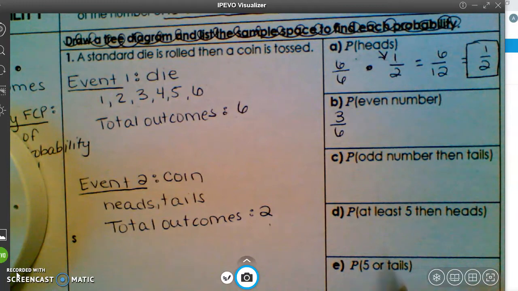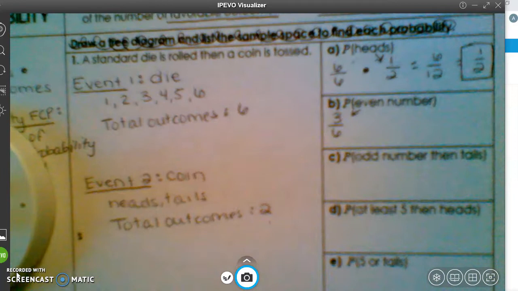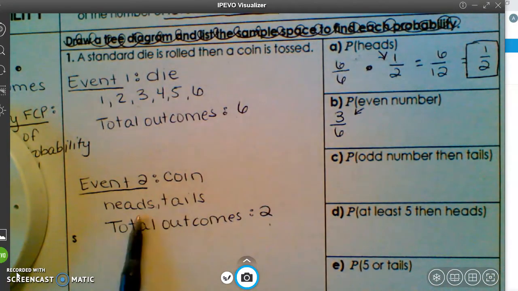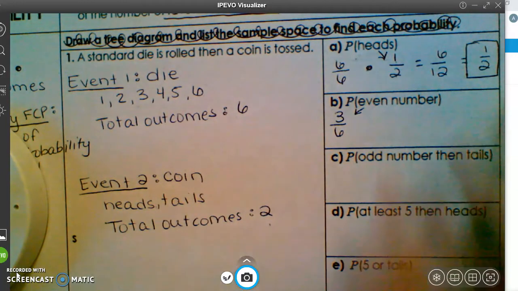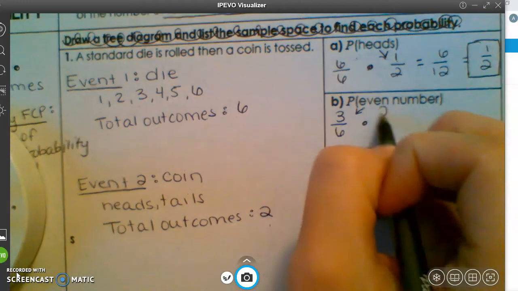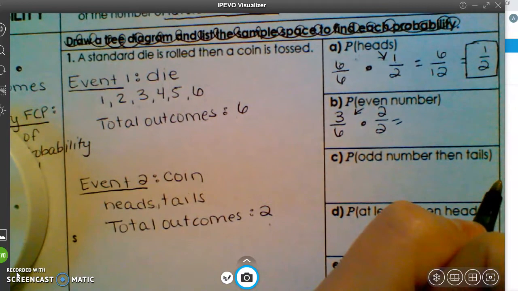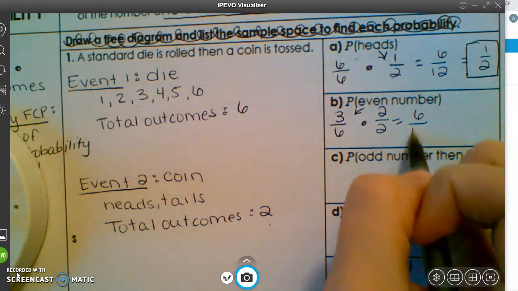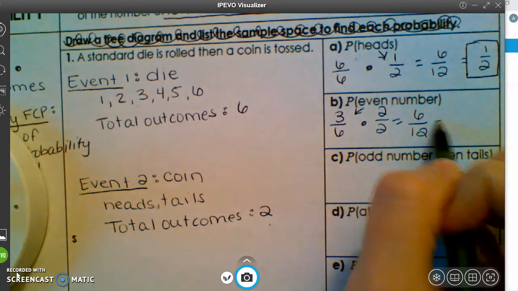Then, does it say anything about the coin? No. So we're happy if we get heads or tails. So since we are fine with either one of those, there are 2 favorables out of 2 total outcomes. And then we just multiply them. So 3 times 2 is 6. 6 times 2 is 12. Then we can divide both of those by 6, and you get a 1/2 chance.